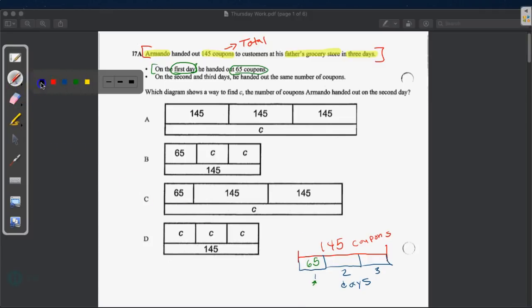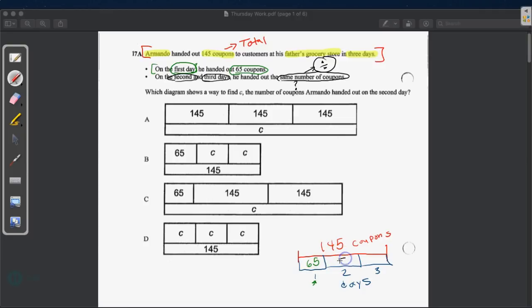Now let's go ahead and look at the next sentence. The next sentence says, on the second and third day, so we're talking about both these 2 days, he handed out the same number of coupons. So same number usually means equal, right? But again, we don't know how many coupons. They didn't give me a number. They just said the same number. That's a clue. So on day number 2, it should be empty.